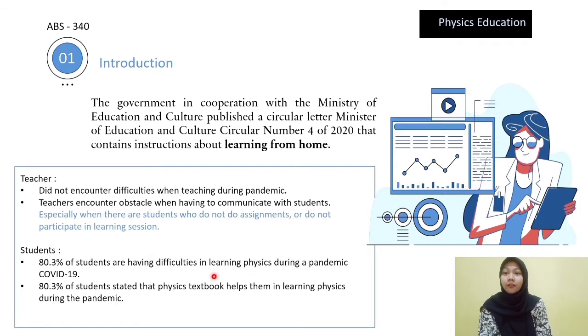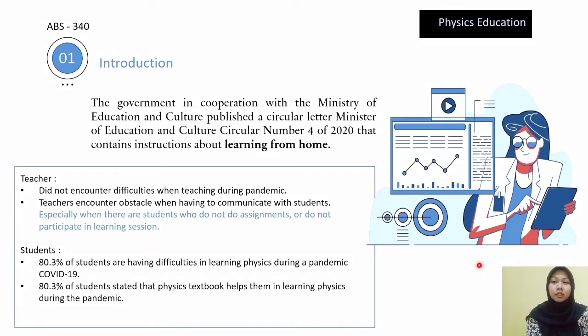80.3% of students are having difficulties in learning physics during the COVID-19 pandemic. 80.3% of students stated that physics textbooks help them in learning physics during the pandemic. From this discussion, it can be concluded that when learning from home, students encounter difficulties in learning physics. So to facilitate students, learning resources, study materials, and learning media are badly required so that students can learn the subject at home. An interactive ebook is designed to meet students' needs.